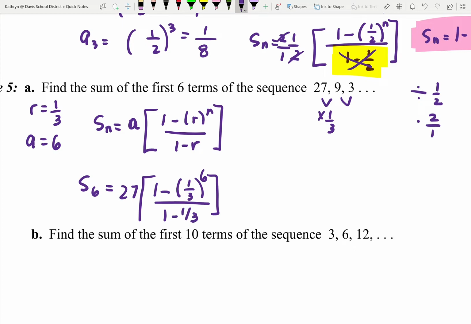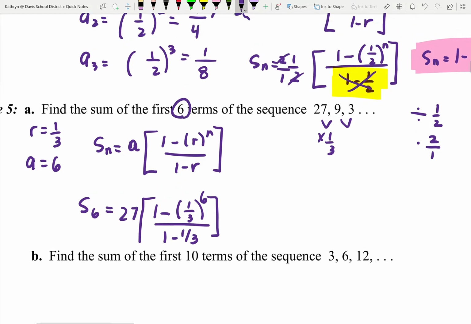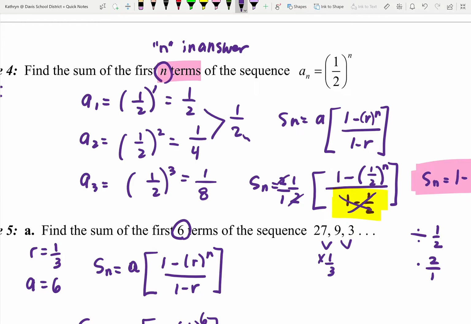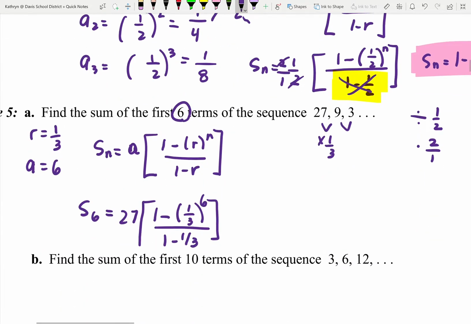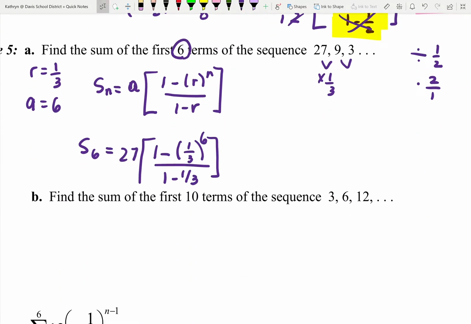Now, there are no variables anywhere in what I wrote. The reason there are no variables is because they said find the sum of the first 6 terms, and up here they said the sum of the first n terms. So I don't have a variable. So I'm going to have to put this in my calculator. Now look right here and let me show you how to do it, okay?